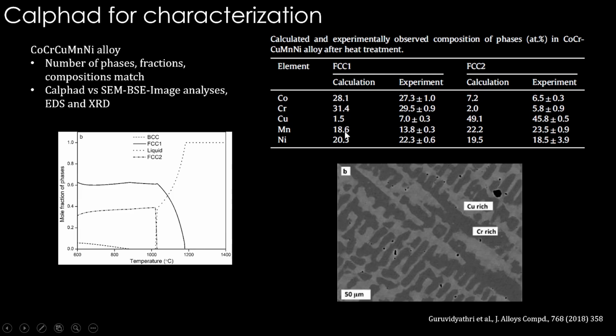So you can see the calculation results for FCC1. These are the compositions. Experimental composition comes very close to that. Okay, for the other phase, FCC2, also. And in the microstructure we see copper-rich and chromium-rich phases. So this phase is rich in chromium and this phase is rich in copper. That also matches very well with the experiments. Okay. So you can get this information, phase fraction and composition of phases, from CALPHAD, and then look at the microstructures. You already have a very strong roadmap for you to understand the microstructure. Okay.